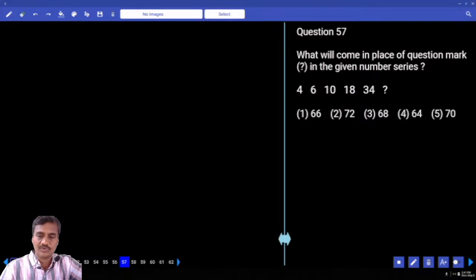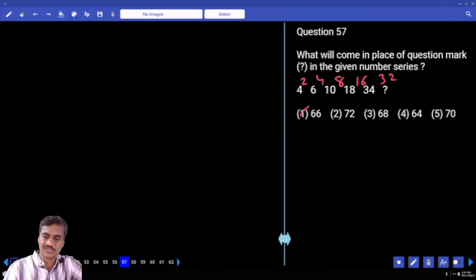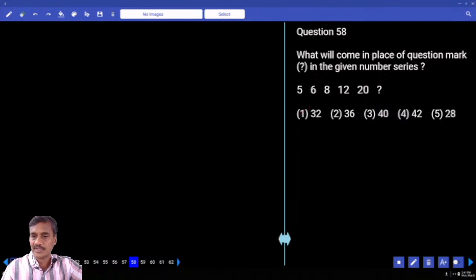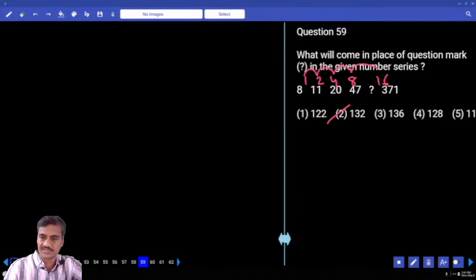4, 6, 10. 4 and 6 difference is 2. Here the difference is 4. Here the difference is 8. Now here the difference is 16. Next difference is 32. 34 plus 32, that is 66, choice 1, question 57. And 58. Now 5 and the difference is 1. Next is 2, 4, next 8. 1 times 2, 2 times 2, 4 times 2, 8 times 2, 16. 20 plus 16, 36, choice 2, question 58.